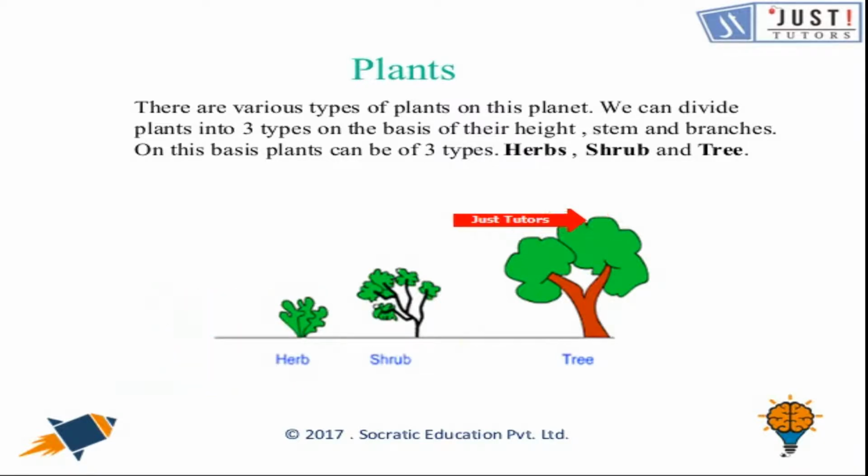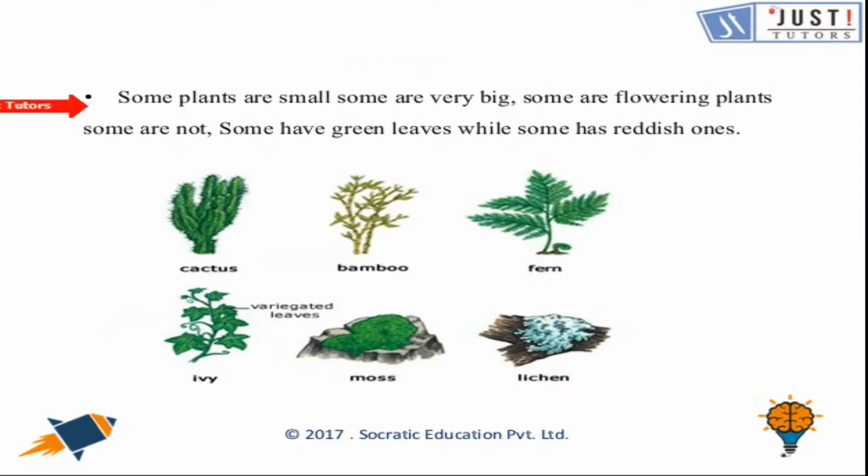Now, you must have seen the tree. So with the thick branches and lots of leaves, that is known as tree. The middle one with the branches, but the branches are not so thick, is known as shrub. So here we can easily identify herb, shrub and tree. Now let's move forward here.